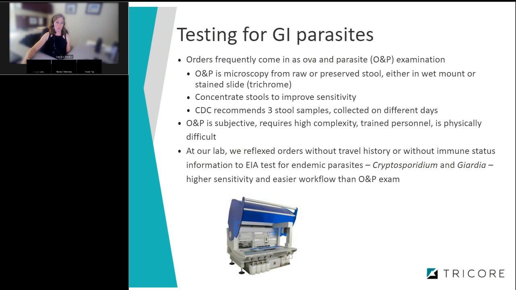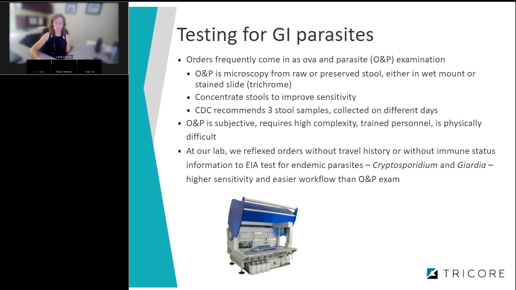Testing for GI parasites that occurred here before adopting the Applied BioCode, we used O&P examination. Again, O&P, ova and parasite examination, is microscopy that occurs from raw or preserved stool, either in a wet mount or a stained slide. We used stained slides with trichrome. You can concentrate stools to improve sensitivity because sometimes very few parasites are excreted in each stool. And the CDC actually recommends 3 stool samples collected on different days for that reason, because few parasite cysts might be excreted in each stool.